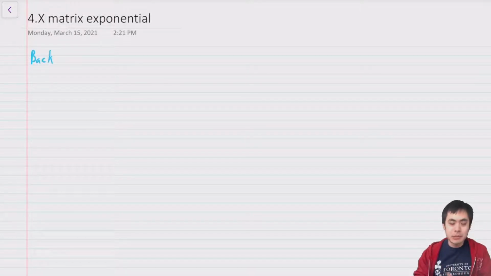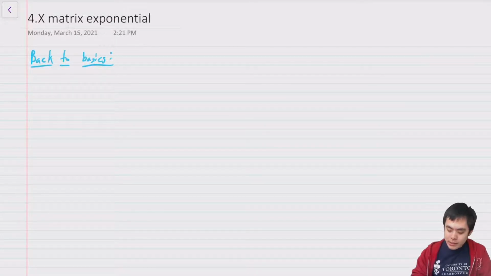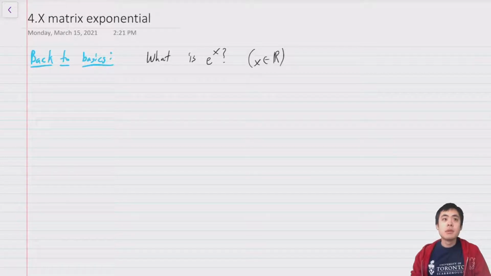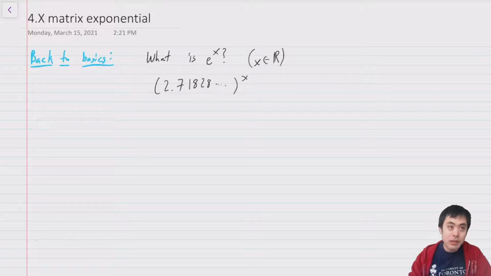What is the exponential function to begin with? So, what is e to the x where x is a real number? Well, we often think of this as some value, 2.71828, and so on, to the x power. But where did that come from?